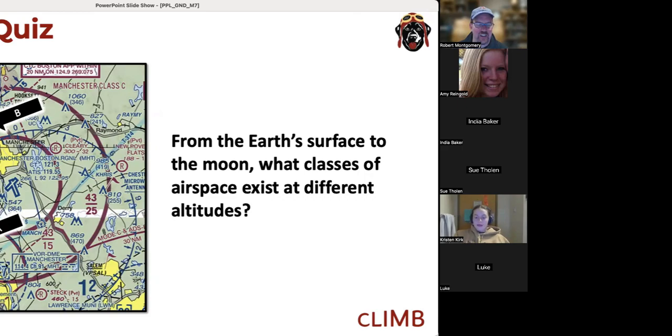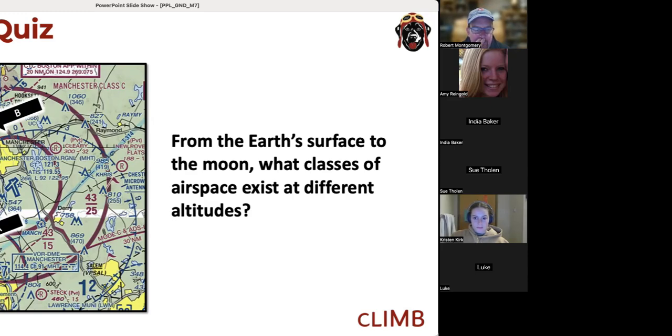Okay. How about this? So you see where the arrow on the A is pointing out, right? Pretty much to the S and the ATIS. Starting from the surface and going to the moon, as you go up, what are the different classes of airspace? Starting from the surface to the moon, what are the different classes of... that's class C.